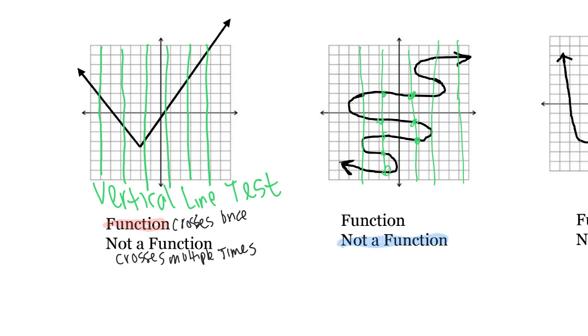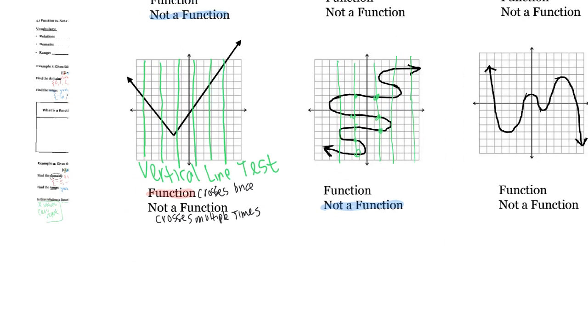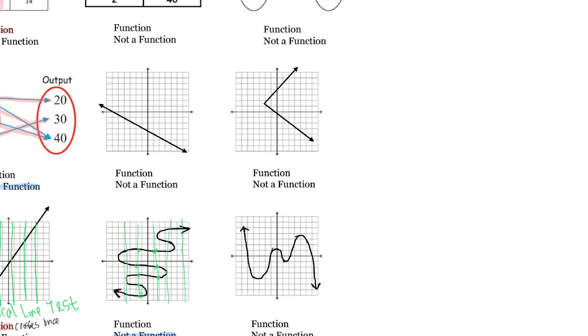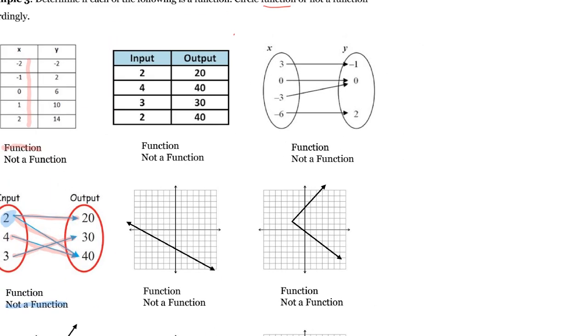Okay, so you have a couple left that I want you to try on your own. So there's a whole bunch left, right? There's a bunch of graphs that you'll do the vertical line test on, and then a table, and then a function map. So try those for me, and we'll go over those in class.